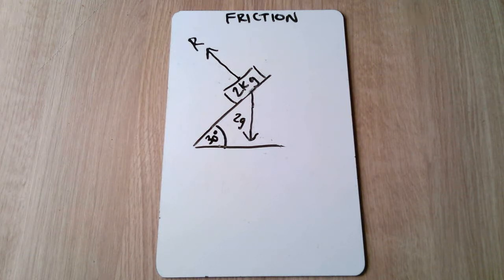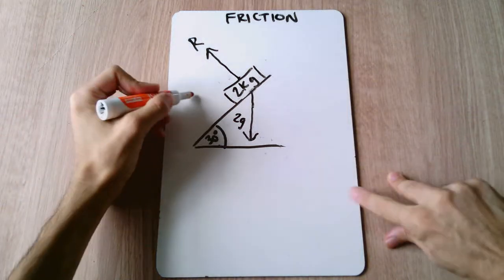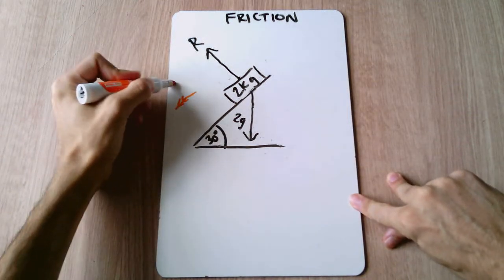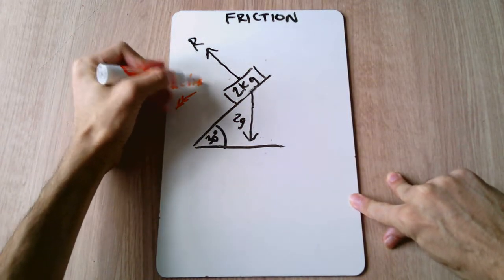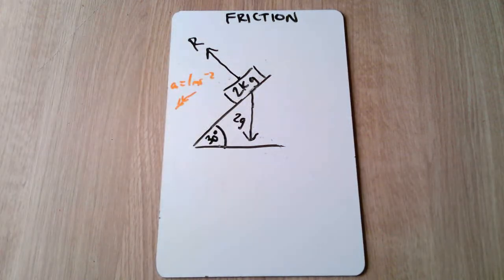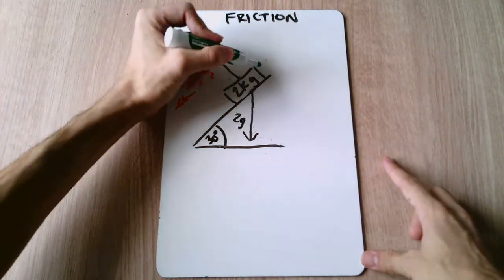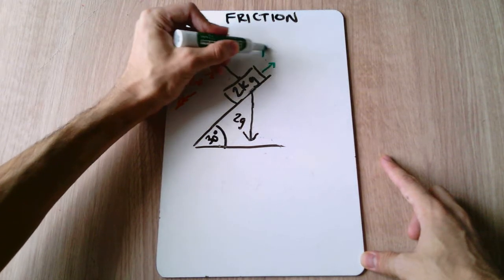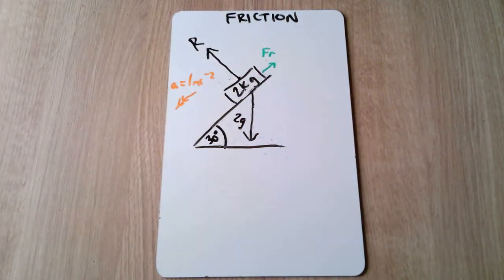So in the first scenario, from the example, we've got a 2 kilogram block which is sliding down a slope with acceleration equal to 1 meter per second squared. I've got my weight labeled and my reaction force labeled. Now, because we know it's a rough surface, there has to be friction, and friction will always oppose the direction of motion. So friction in this case is acting up the slope because we're accelerating downwards, we're moving down the slope.